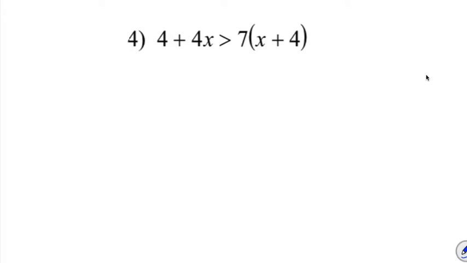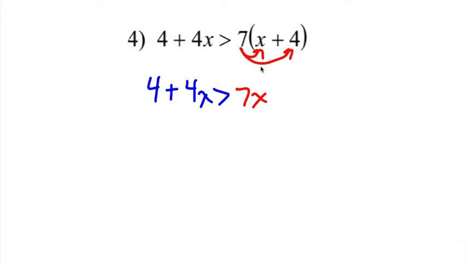Next, same process here. We are bringing the left-hand side down because nothing is being done there, and on the right-hand side I will multiply 7 through. So 7 times x is 7x. 7 times 4 is 28. Next, start moving stuff around. So I'm going to do this one in opposite order.